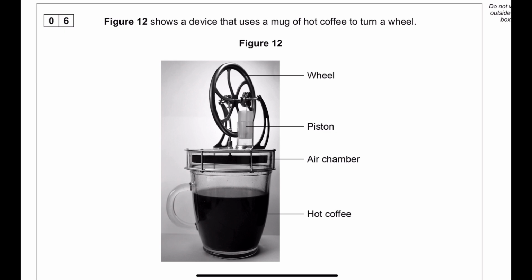In figure number 12, we know that when the air moves in this chamber, the piston is pushed upward. As a result, the wheel starts moving. We need to make the wheel move faster. We can make it move faster by using the lubricant, which helps to minimize the friction between the parts and allows the wheel to move fast.